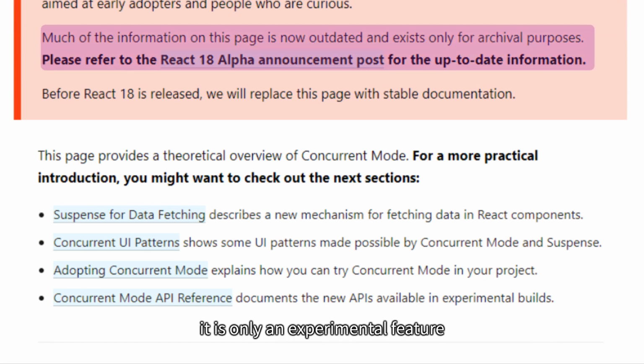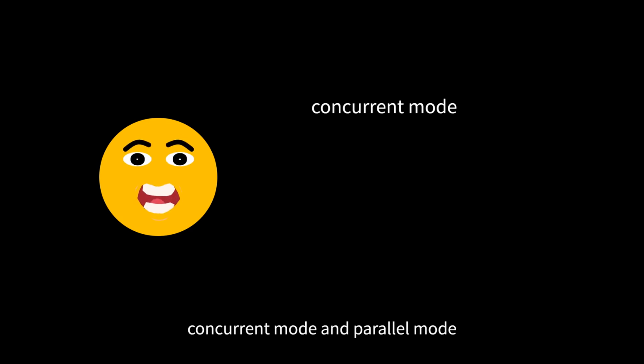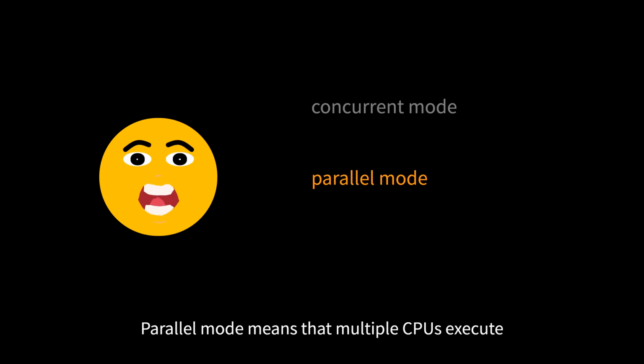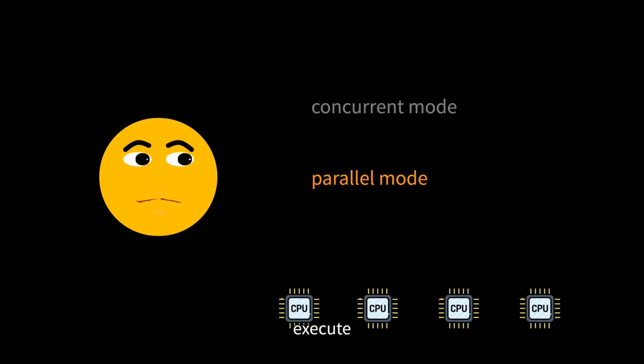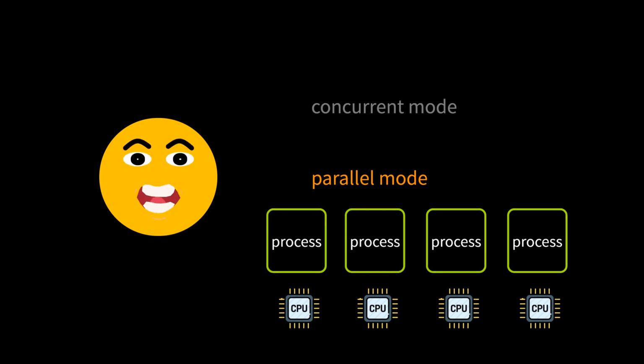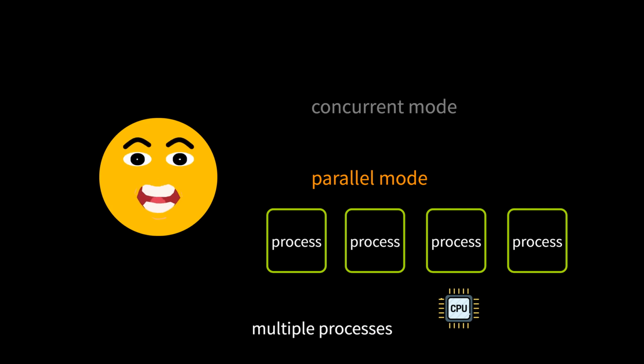Of course, it is only an experimental feature. The official version may be a little different. In the operating system, there are two modes, concurrent mode and parallel mode. Parallel mode means that multiple CPUs execute a corresponding number of processes at the same time. However, if there is only one CPU, or the number of CPUs is far less than the number of processes, which is the normal state of our computers today, then multiple processes will share the same CPU.